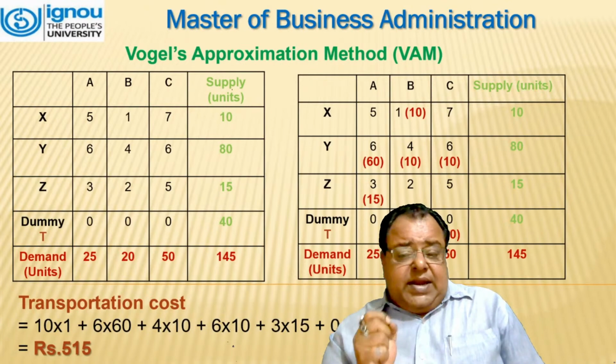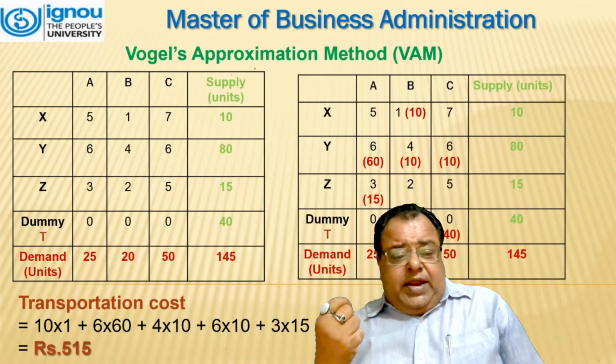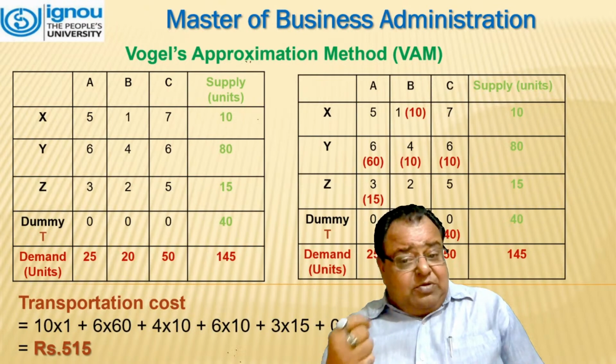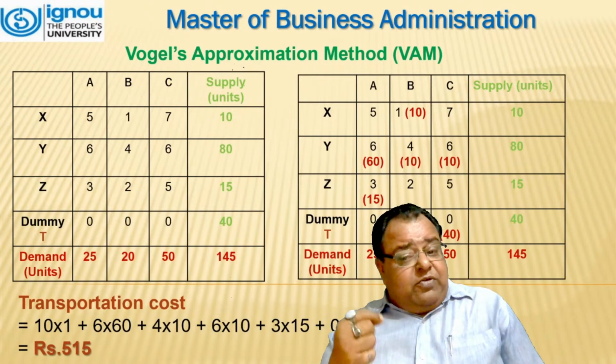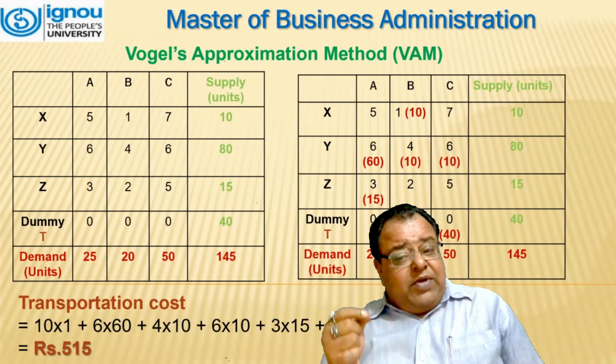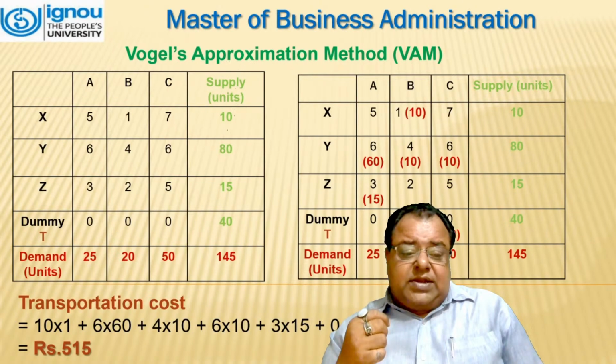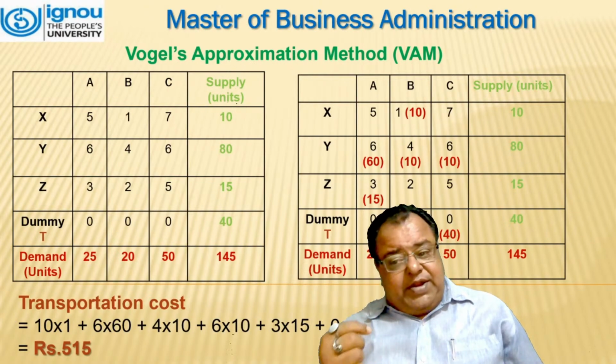Here, the same method has to be followed. And we see that 1 into 10 plus 6 into 60 plus 4 into 10 plus 6 into 10, 3 into 50 plus 0 into 40. Here we get the transportation cost as 550.